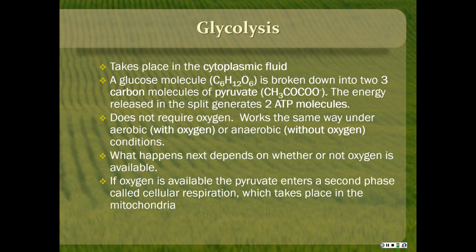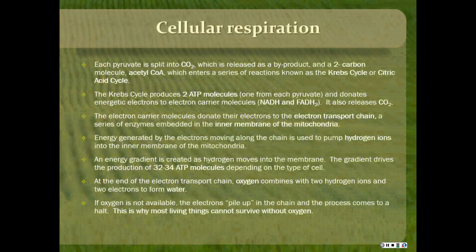And if oxygen is available, the pyruvate enters a second phase called cellular respiration, and that takes place in the mitochondria, the little powerhouses of the cell. This is a lot more complicated than we're showing here, but for the purposes of this class, you don't need to memorize all the little steps. Each pyruvate is split into CO2, which is released, and a molecule called acetyl-CoA that enters a series of reactions called the Krebs cycle or citric acid cycle. The Krebs cycle is actually about 13 steps, which, like I said, we don't need to memorize them all.